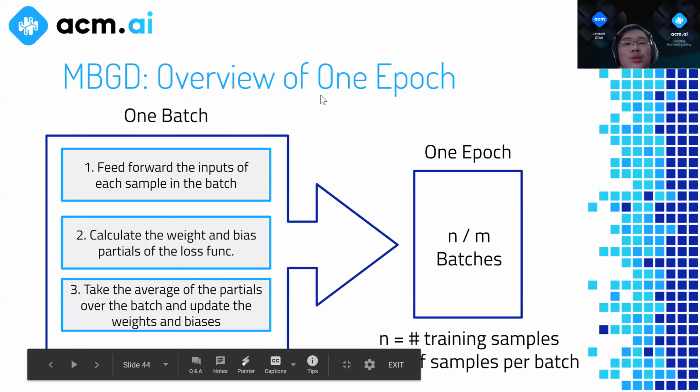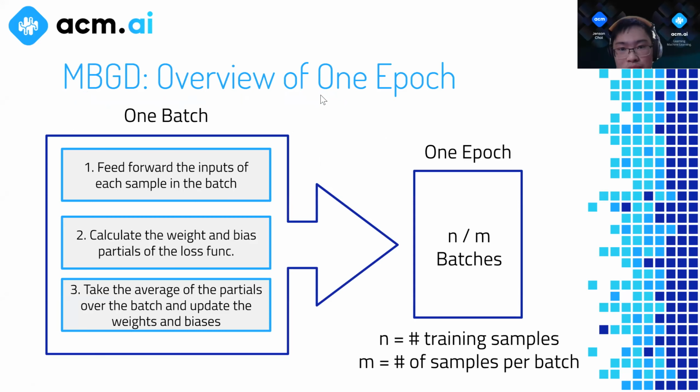Okay, let's walk through how mini batch gradient descent works over the course of an epoch, which is when the network has gone through an entire iteration over the whole data set. First we divide our data set into batches, and the batch size is m. That's a hyperparameter that we have to choose.